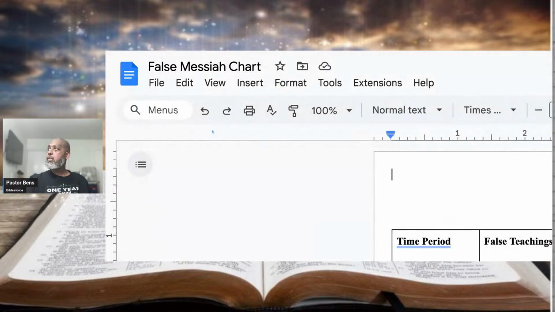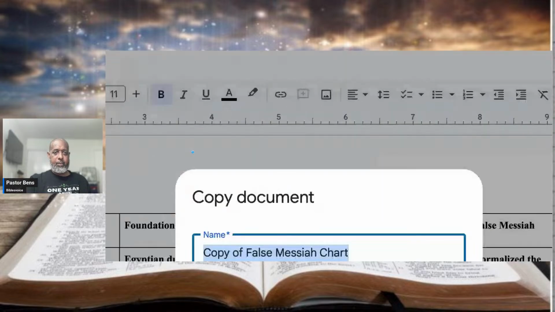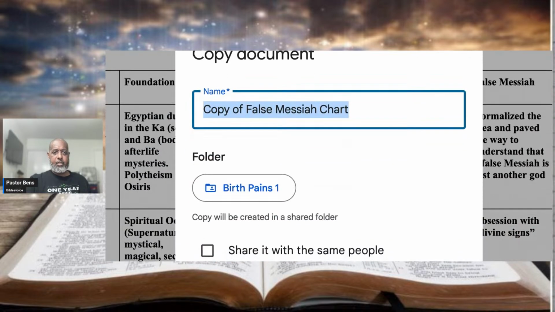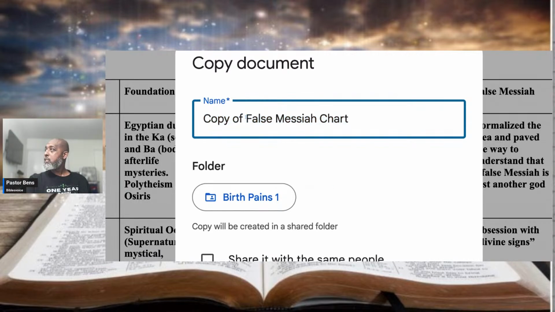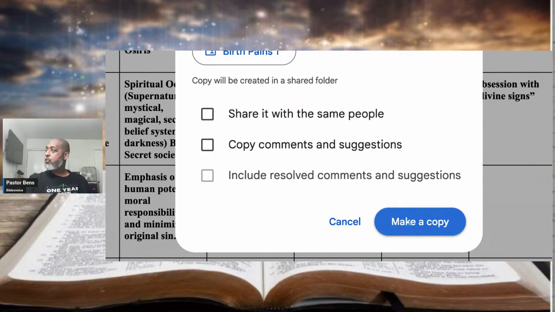I'm going to show you one more time, just in case I went too fast. Come all the way over here to the left where this blue little icon is. Come to the right where it says File. Click on File, scroll down to make a copy, and click on that. You're going to get this box. Click inside the box and type your name right there. Scroll down, click on this blue button here, make a copy, and then you'll have your own copy.